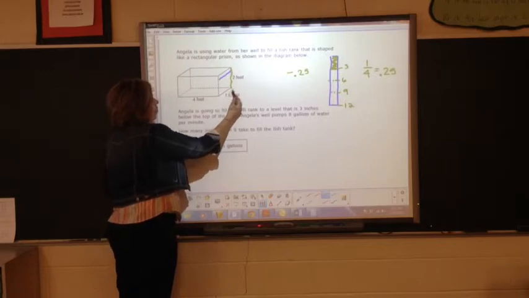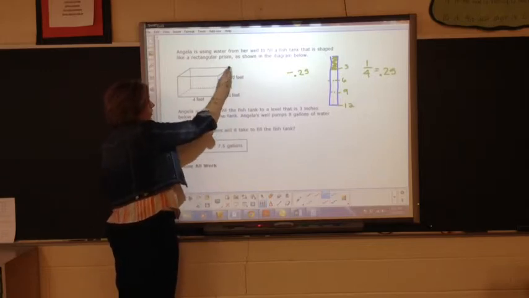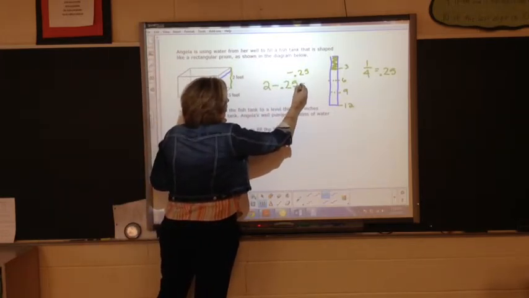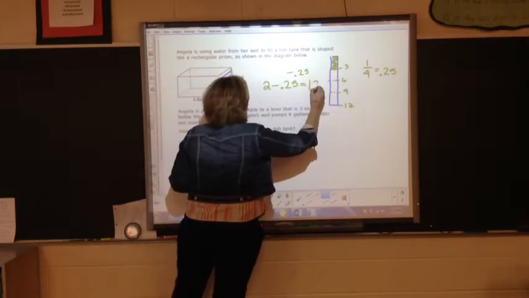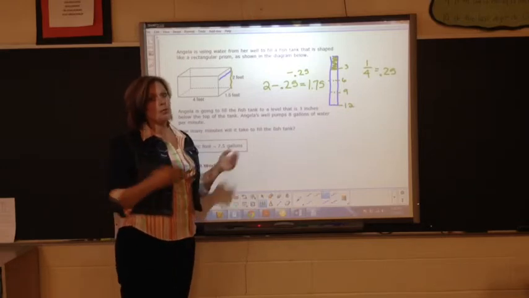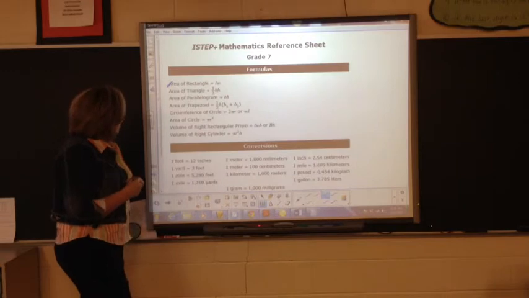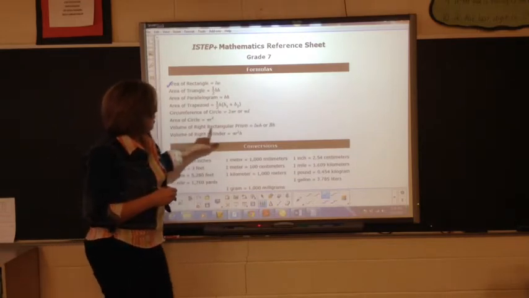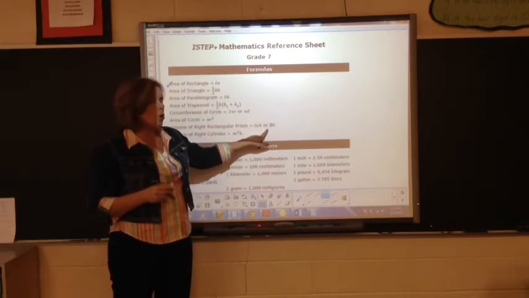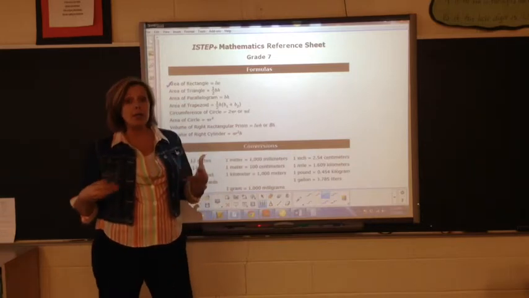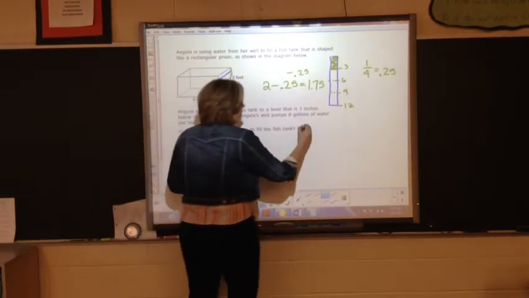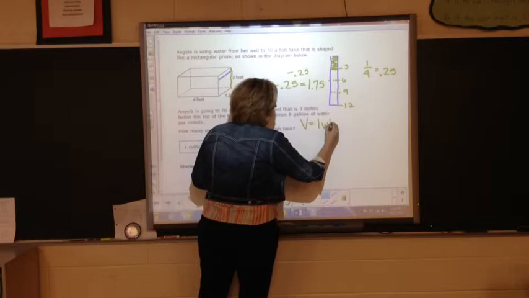So let's first of all look at our dimensions. 4 feet by 1.5 feet by 2 feet. The 2 feet represents the height, so I'm going to subtract 0.25 from my height. So really I'm only filling up my fish tank 1.75 feet. So the first thing I need to do is calculate volume. I'm going to very quickly go back to the volume of a right rectangular prism. And it says that the volume is the length times the width times the height, or capital B, which stands for the area of the base, times the height.